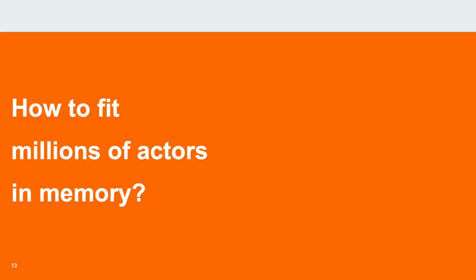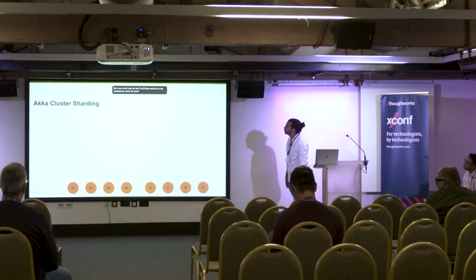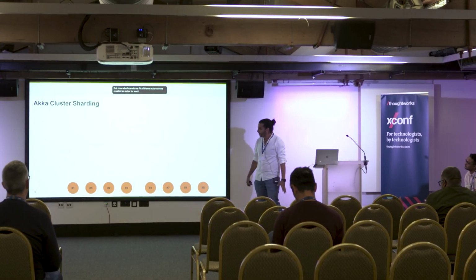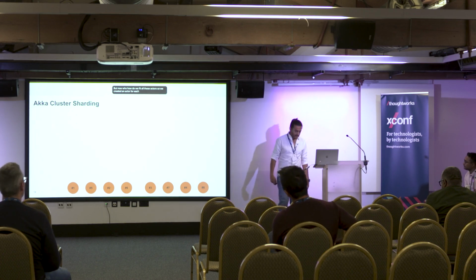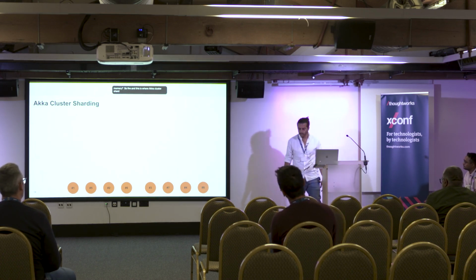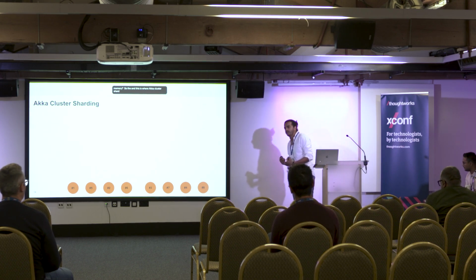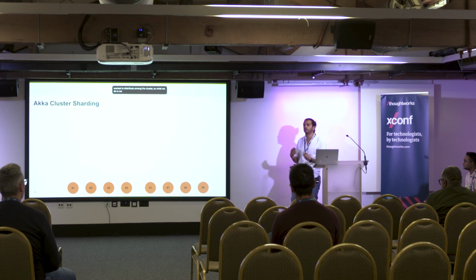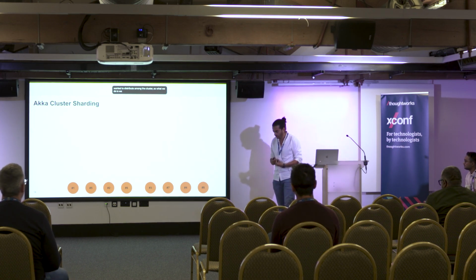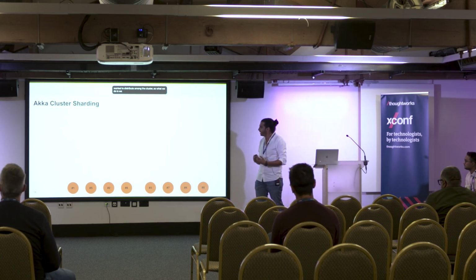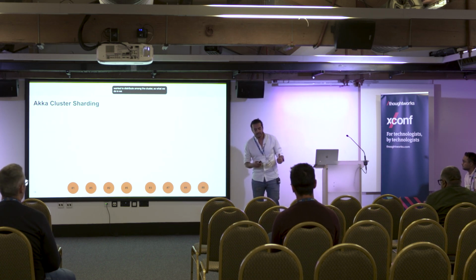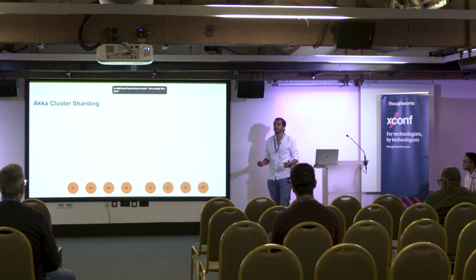But now, how do we fit all of these actors? We created an actor for each product offer. So how do we fit millions of actors into memory, right? And this is where Akka cluster sharding comes in. So imagine that we have many actors that we want to distribute among a cluster. What we do is we first say, okay, how many shards do we want to distribute these actors across? And usually a good rule of thumb for Akka cluster is 10 times the maximum number of nodes that you want in a cluster.